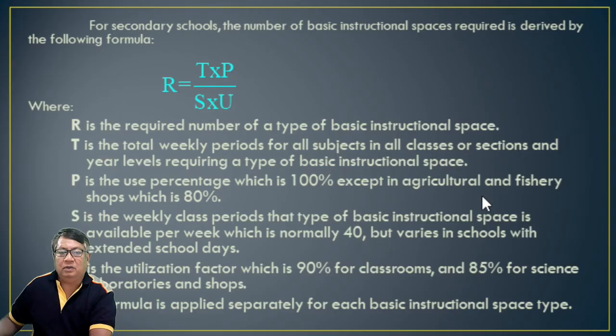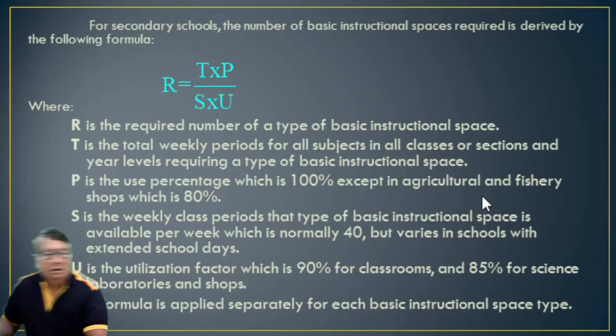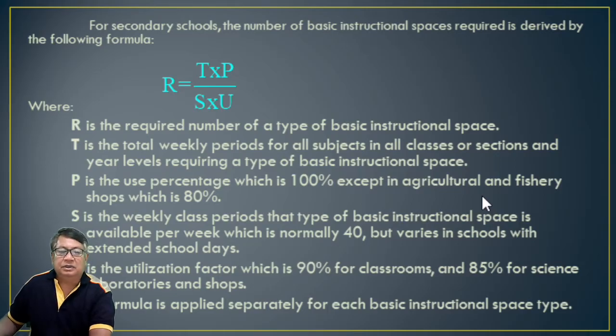Okay, S is the weekly class periods that a type of basic instructional space is available per week, which is normally 40, but varies in schools with extended high school days. U is the utilization factor, which is 90% for classrooms and 85% for science laboratories and shops. Okay, so the formula is applied separately for each basic instructional space type.